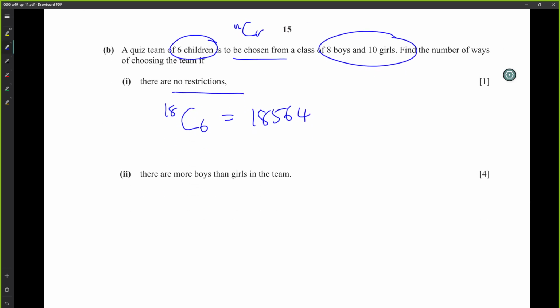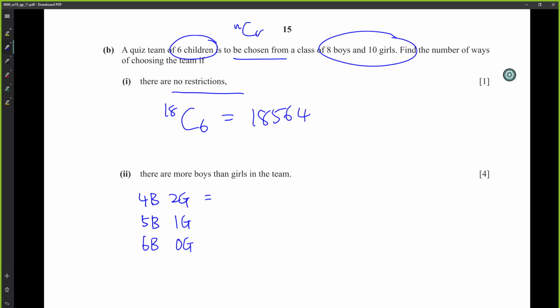There are more boys than girls in the team. Yeah, this kind of bonus mark. So you want to have 6 children, right? Like if 3 girls and 3 boys, actually equal, it's not more. So I must have like 4 boys, 2 girls, or I need to have 5 boys, 1 girl. More boys than girls, so I believe they can accept 6 boys, 0 girl. Yeah, because just make sure it's more boys than girls. Yeah. Then, okay, let's do it.